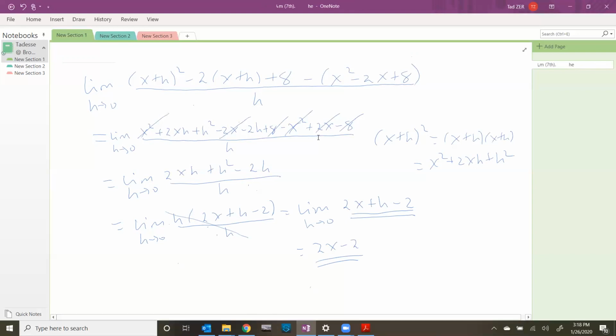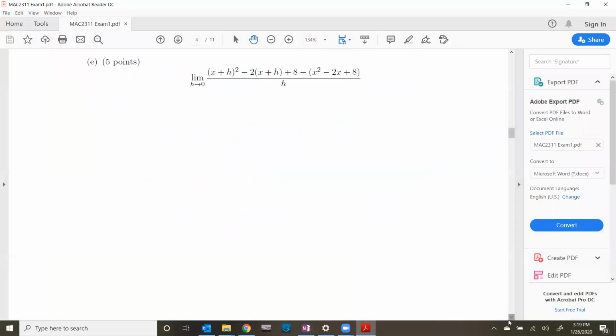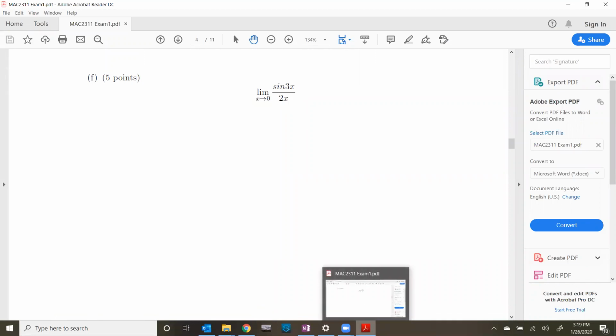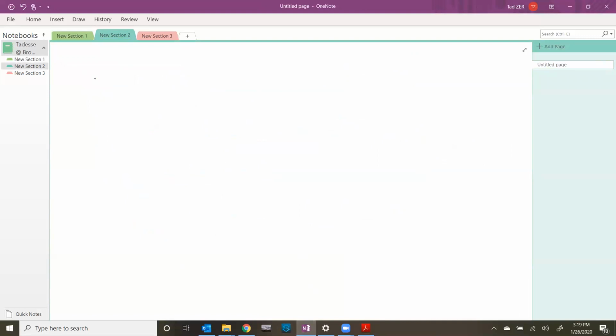Okay, let's see another example. The next example: we want to find the limit of sine 3x over 2x as x approaches 0.